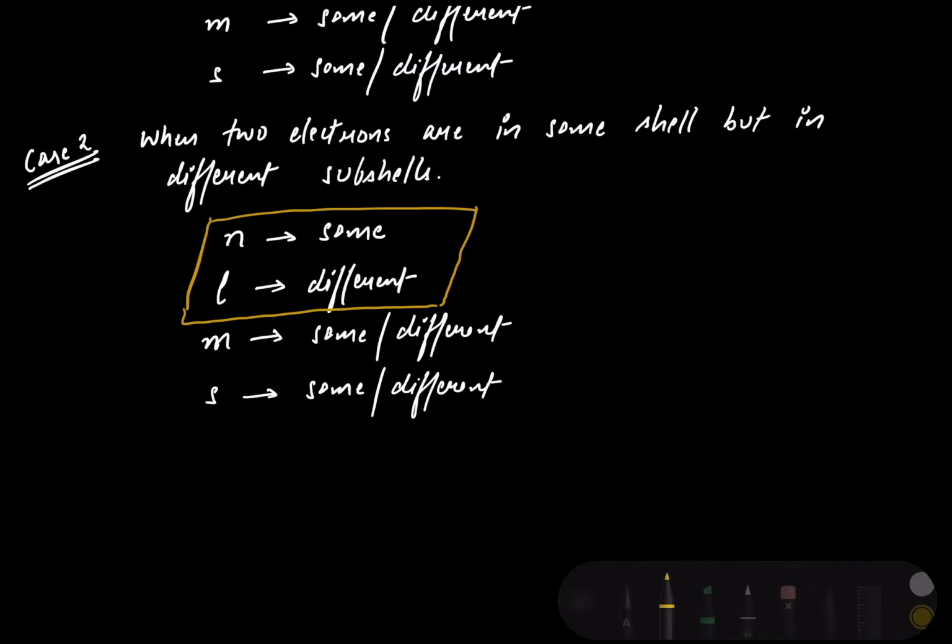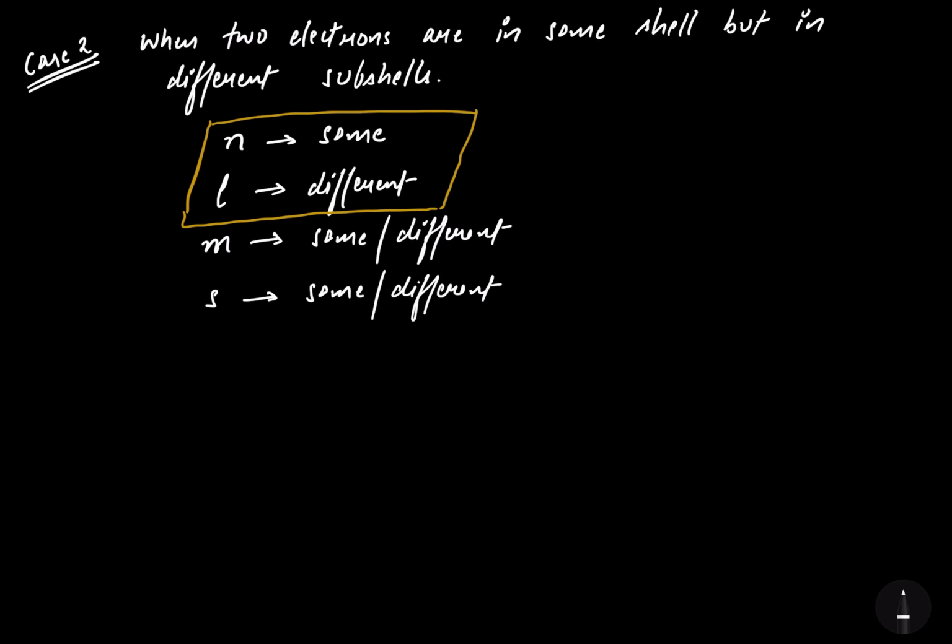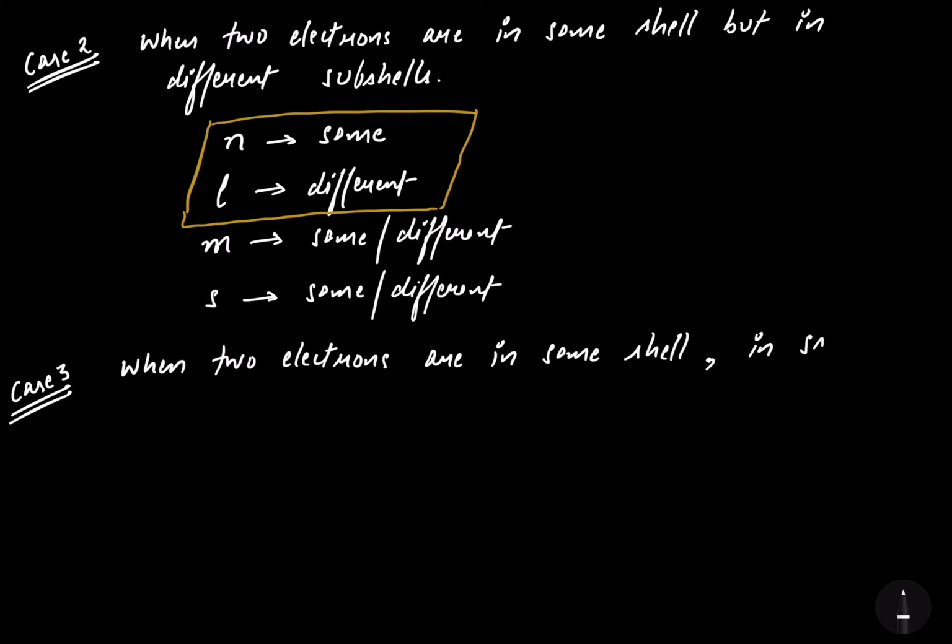Now let's talk about the case number 3. When the two electrons are in same shell, in same subshell also, but in different orbitals.